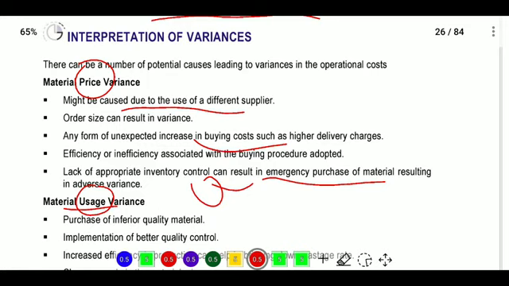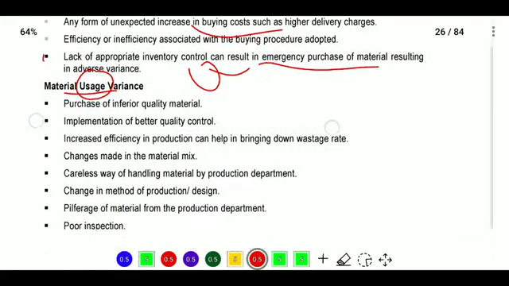So if you are using just in time, when your product is completed, then you order. When there is an emergency and you are ordering, then the price will be increased and the cost will be increased. Next, material usage variance. When will material usage variance come? Use of inferior quality material, and implementation of better quality controls.